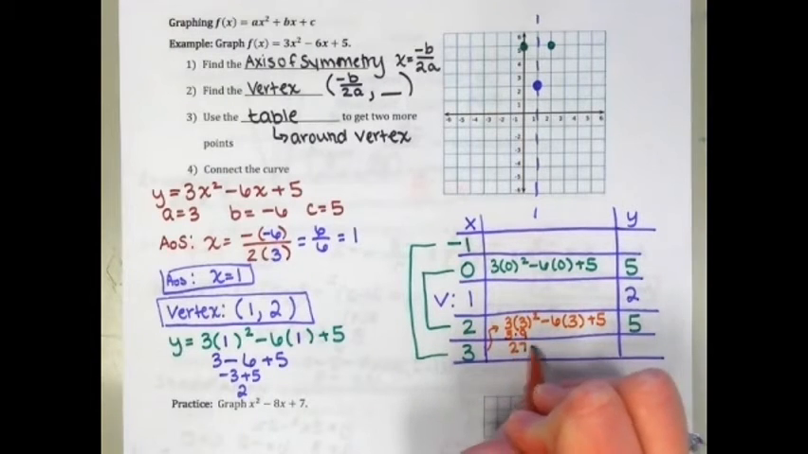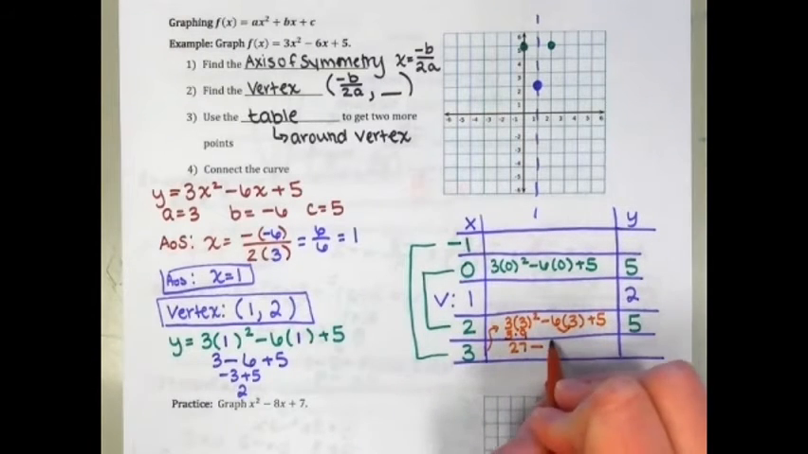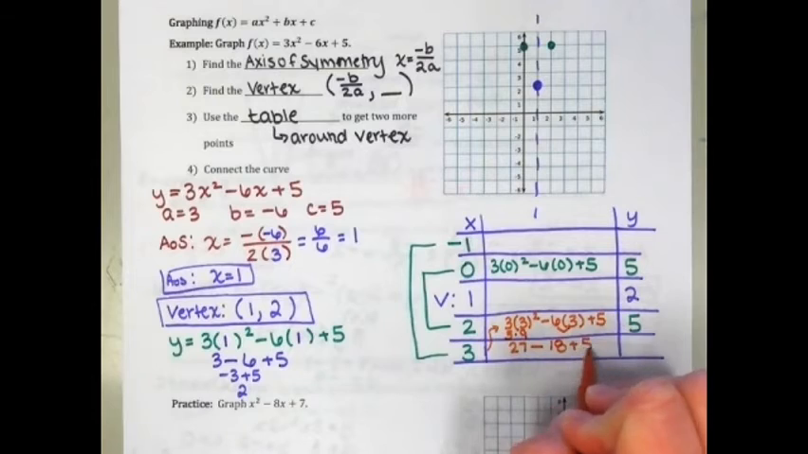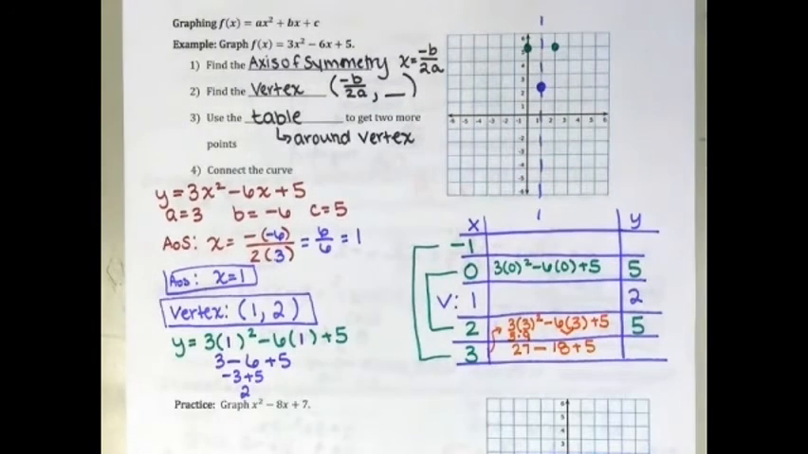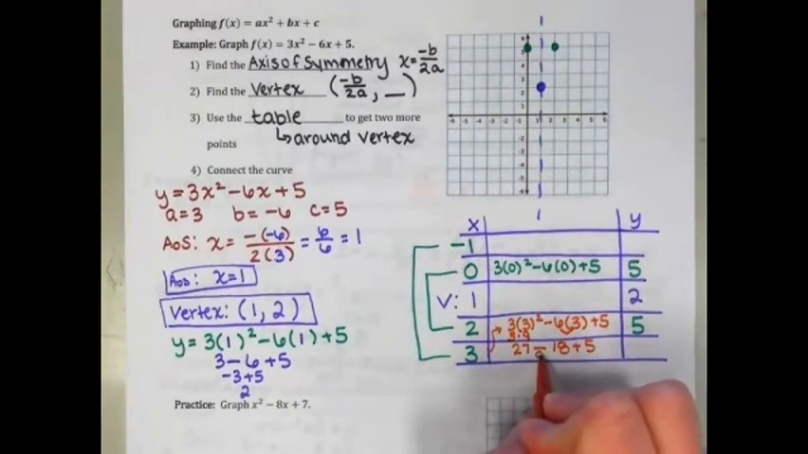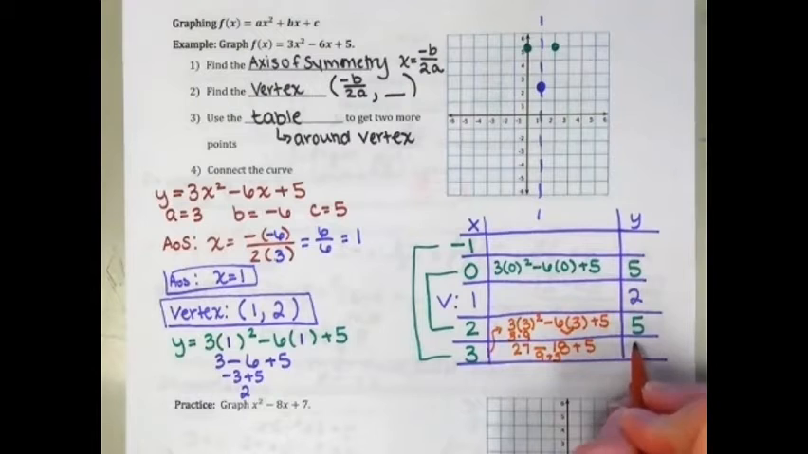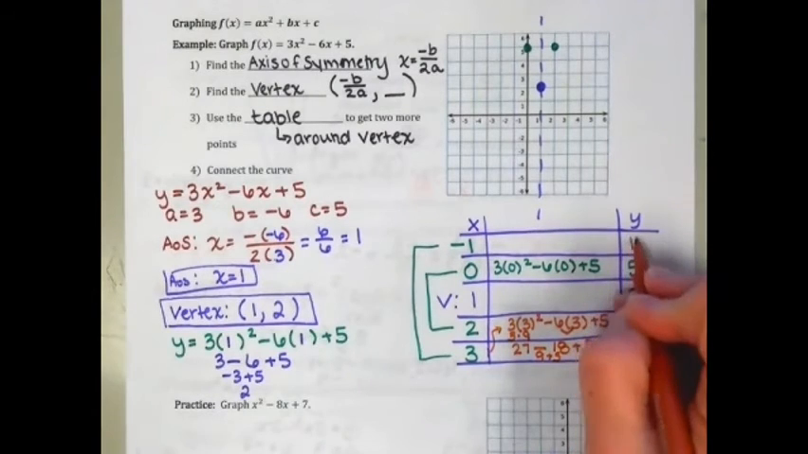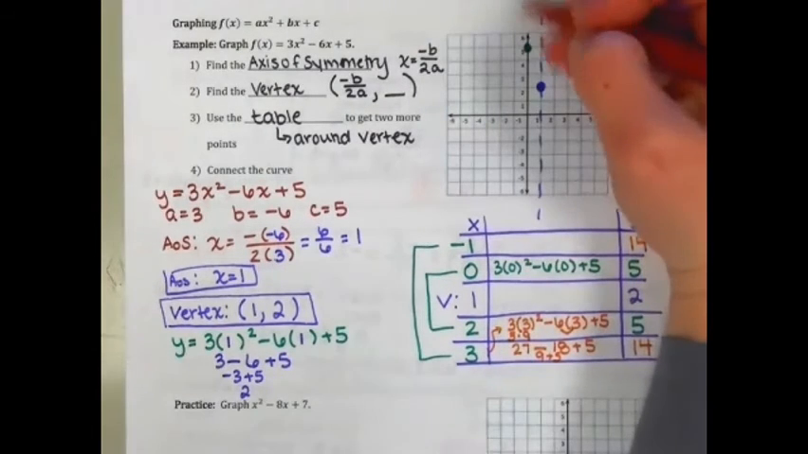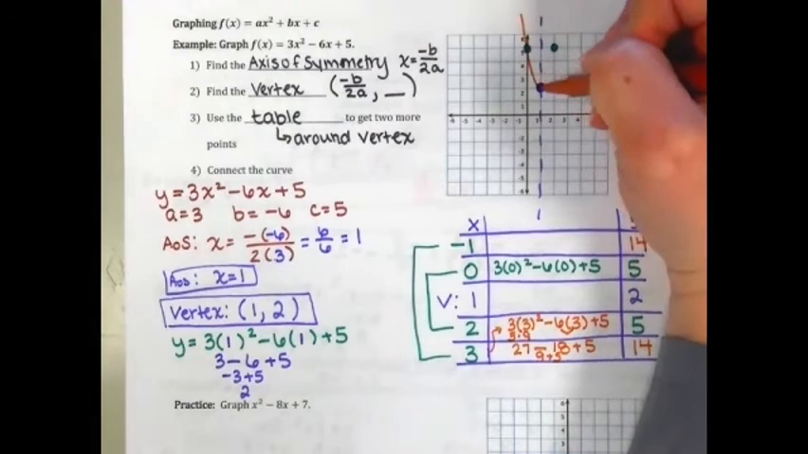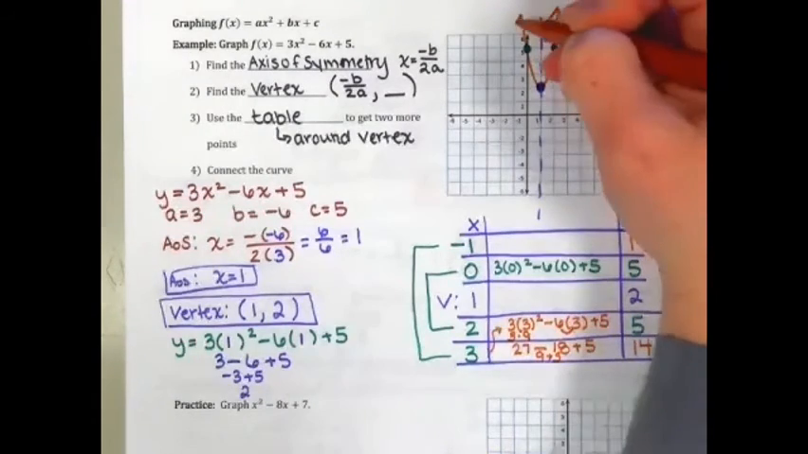27. Minus, what's 6 times 3? 18, plus 5. What's 27 minus 18? 9. And 9 plus 5? 14. So both of these should be 14. Now, obviously, that's way off my graph, so I'm not going to draw it. There you go. There's your graph.